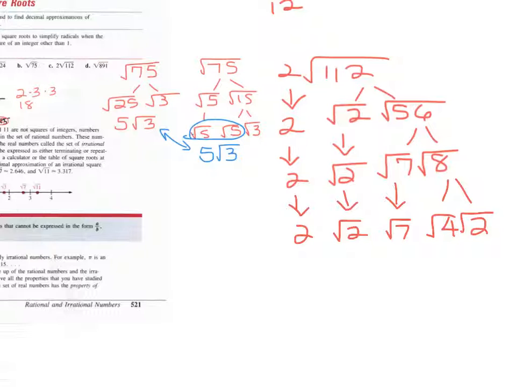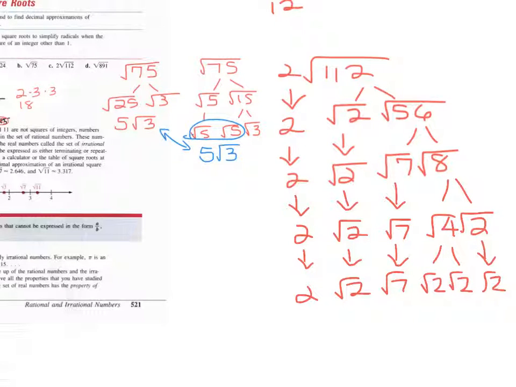And now I still have one more step because my 4 here is not prime. So this guy keeps coming down. The 7 comes down. The 4 goes to a 2 and a 2. And then this radical 2 comes down also. So now I'm going to look for pairs. So I have a pair of 2's here and a pair of 2's here.